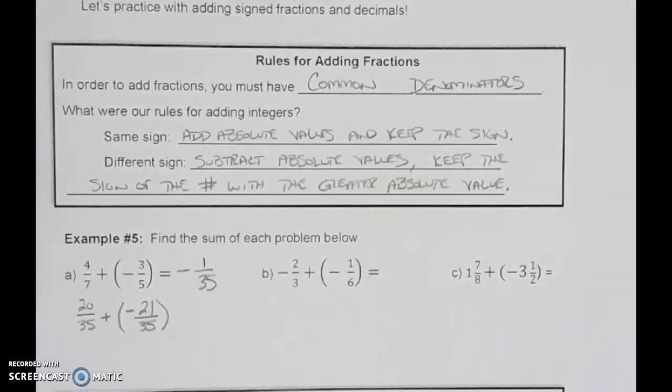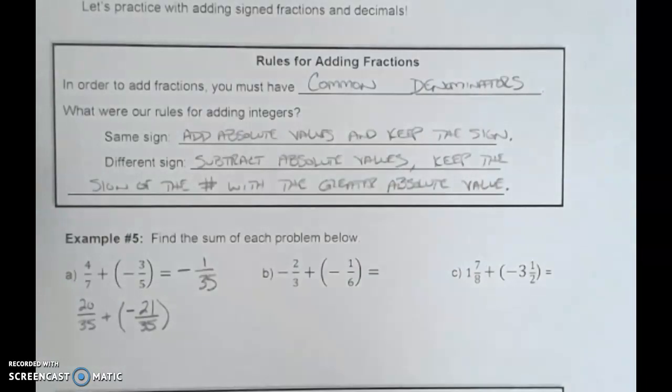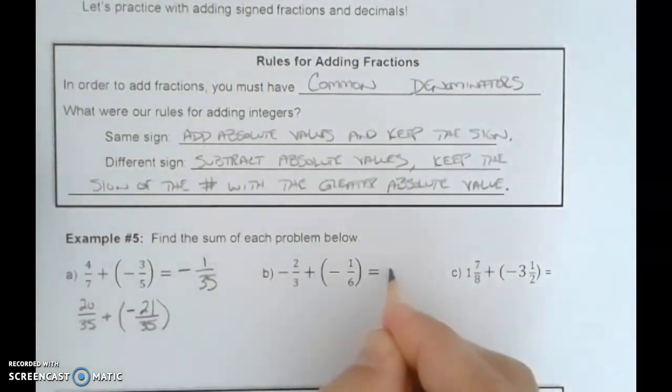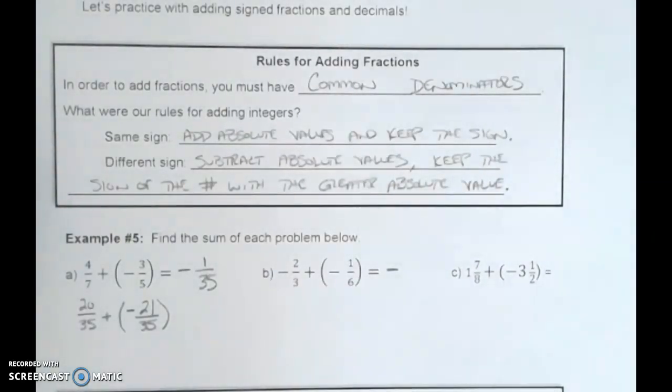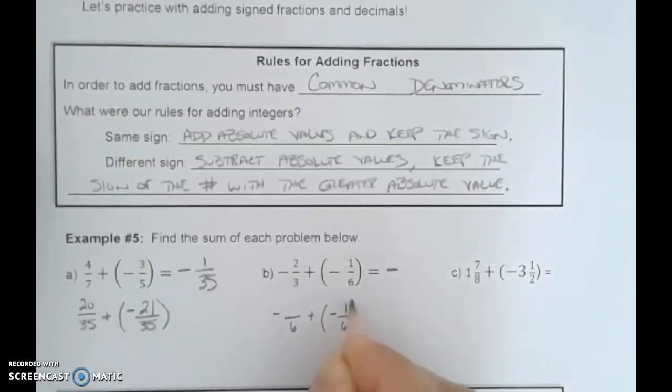In example B, I have negative 2/3 plus negative 1/6. Both of the signs are the same, so I'm going to use this rule: add the absolute values and keep the sign. So since they're both negative, I'm going to keep my negative symbol. And now I need to get a common denominator, thirds and sixths. A good common denominator is going to be sixths. So I'm going to make that a 6, keep my negative symbol, plus I can keep negative 1/6 the same.